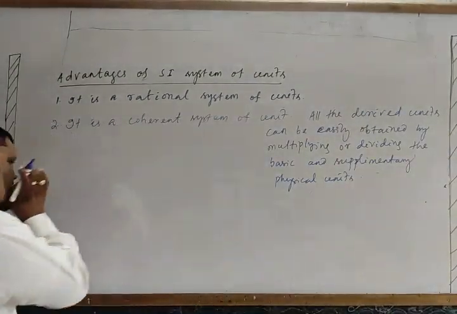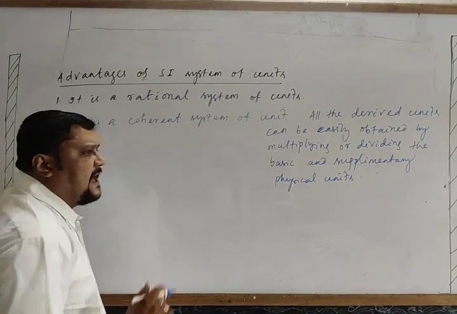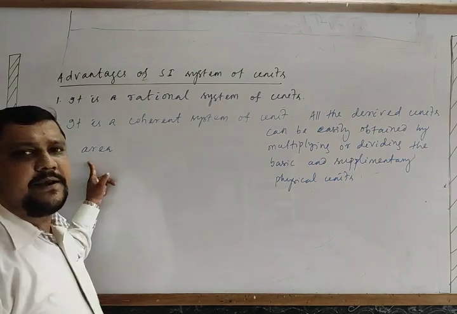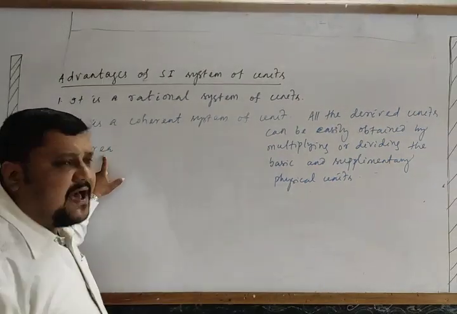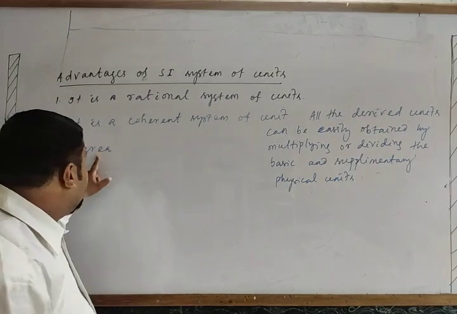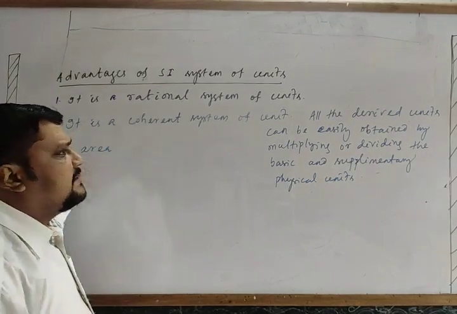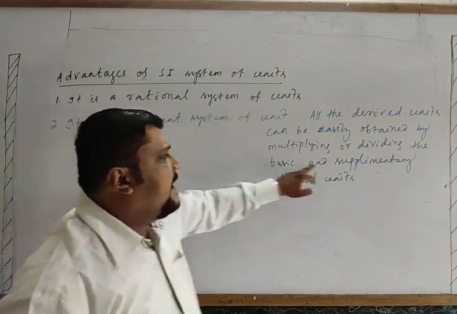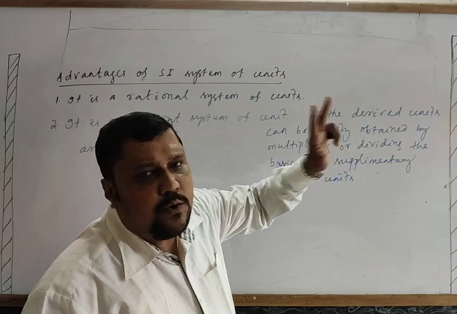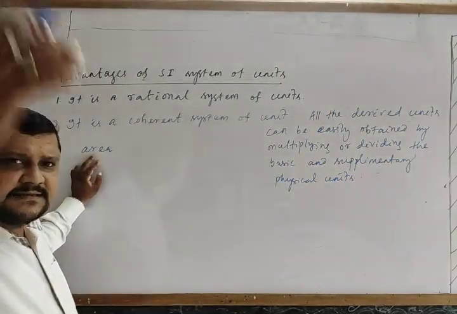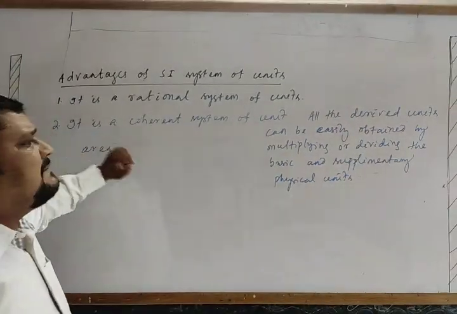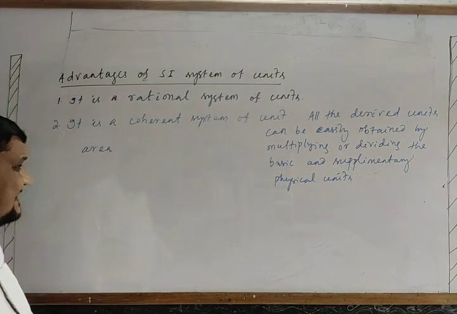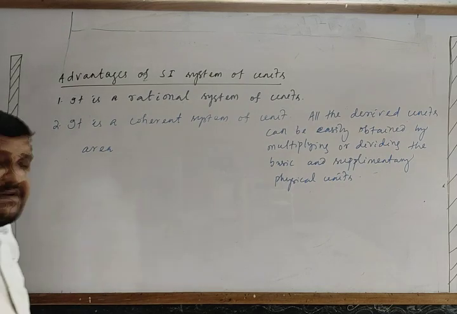Suppose I want to find the unit of area. What is the unit of area? Area is a derived quantity and the unit of area is a derived unit. Already you know the 7 basic and 2 supplementary units in SI, and area is not there in that 7 plus 2. So area is a derived physical quantity and its unit is a derived unit, and it can be easily obtained by multiplying or dividing.